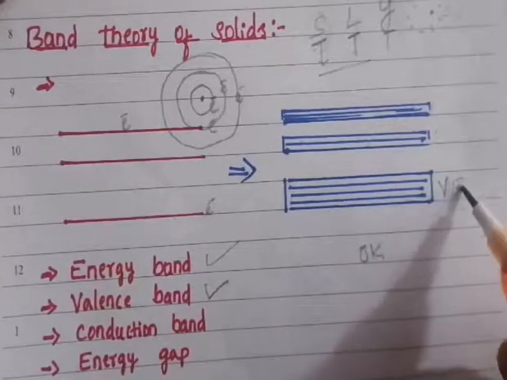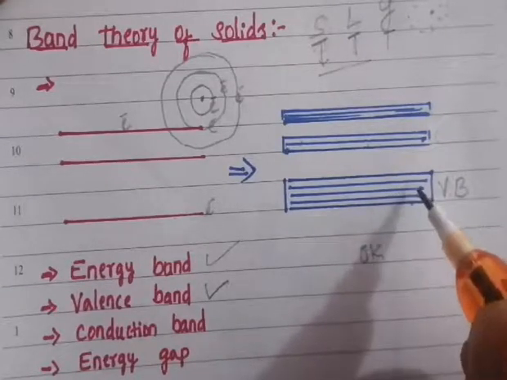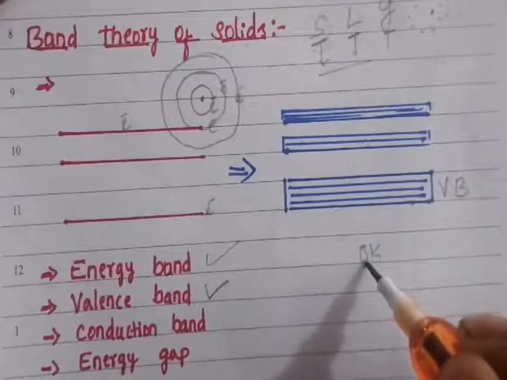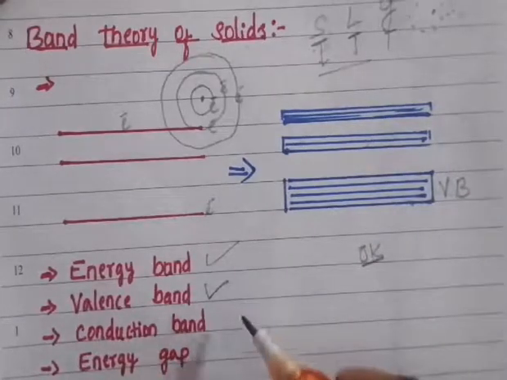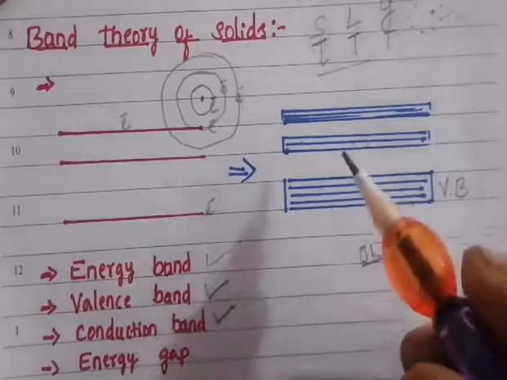Therefore, this is the valence band. It is completely filled with electrons at 0 Kelvin. Next, what is meant by the conduction band? This is the energy band which lies above the valence band.